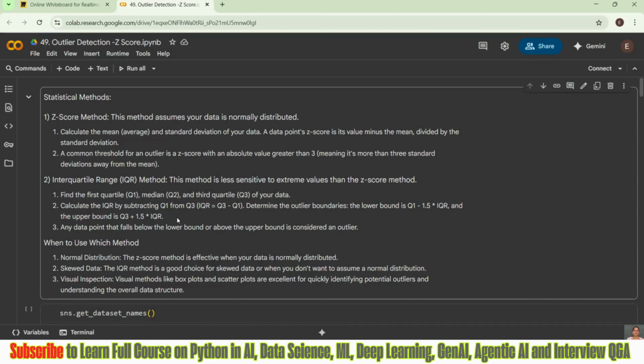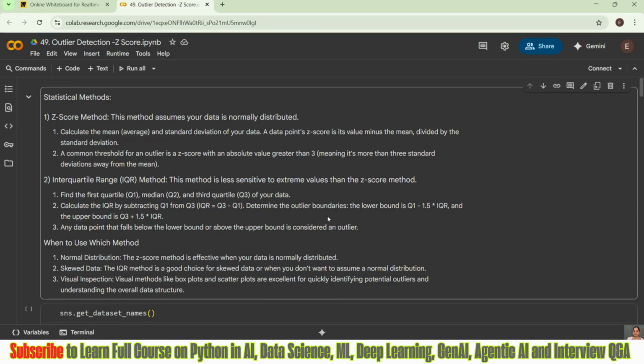So the interquartile range is not going to detect those kinds of values as well as the Z-score. That is what it is saying. However, the IQR can be calculated by subtracting Q1 from Q3. So the IQR formula is Q3 minus Q1.